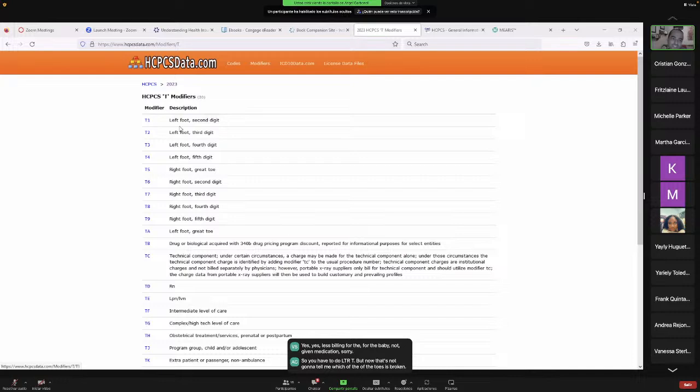With these modifiers, I'm telling you that the second digit is broken. Not the great toe, not the third, not the pinky, the second, or the third, or the fourth, or the pinky. On the left. On the right, well, same thing. Great toe, second digit, and so on. And then TA here is great toe of the left foot.